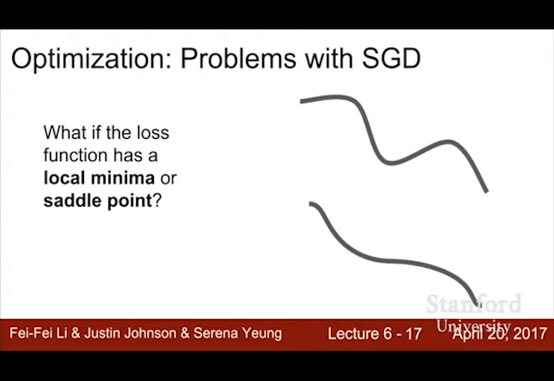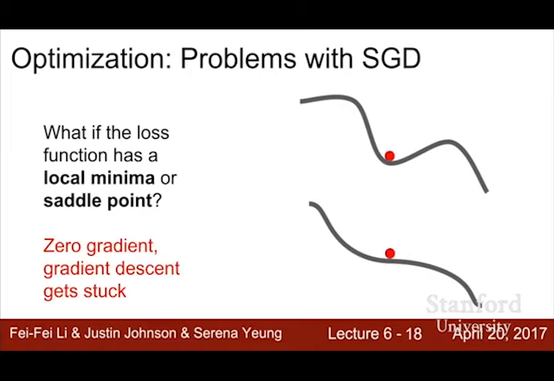Yeah, so in this situation, SGD will get stuck because at this local minima, the gradient is 0 because it's locally flat. And now remember, with SGD, we compute the gradient and step in the direction of the opposite gradient. So if at our current point the opposite gradient is 0, then we're not going to make any progress and we'll get stuck at this point.